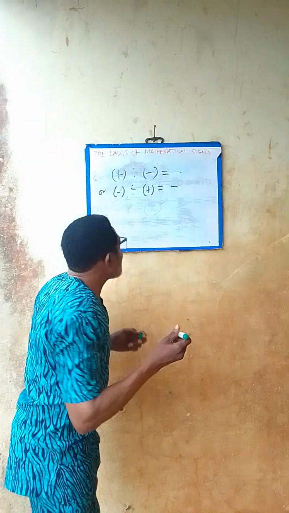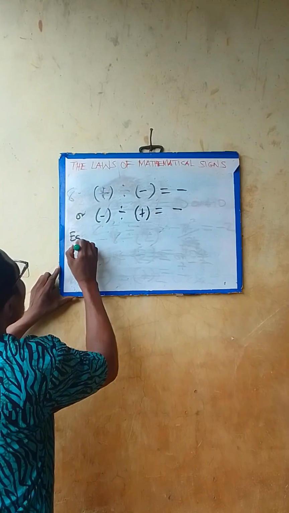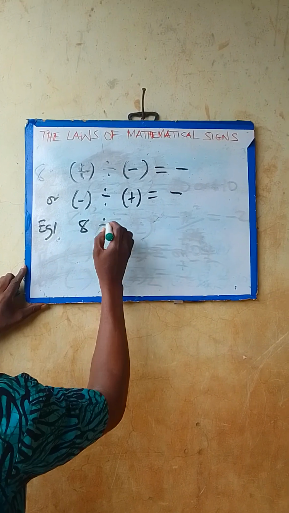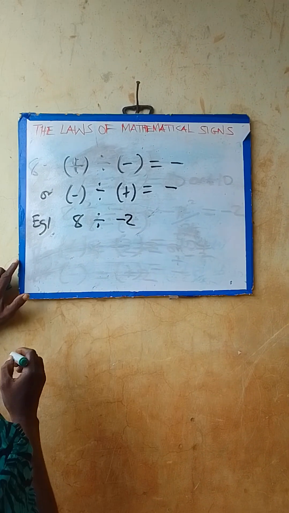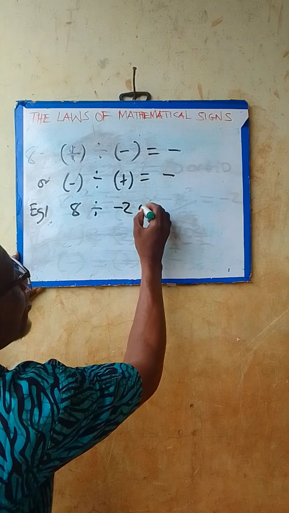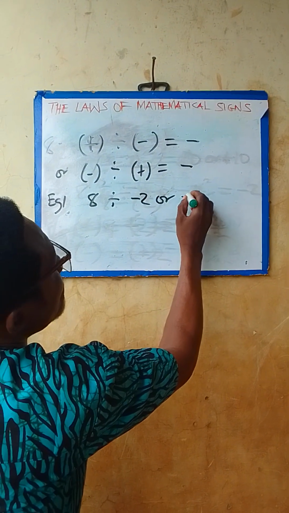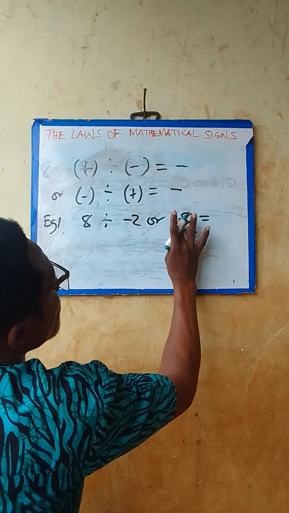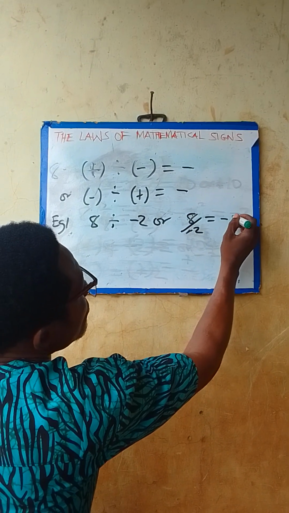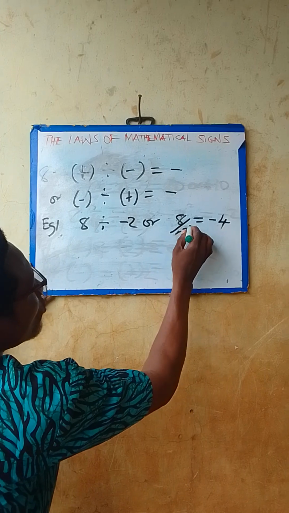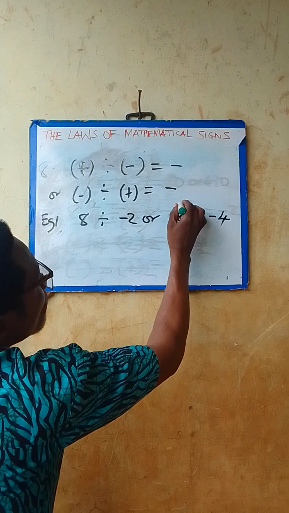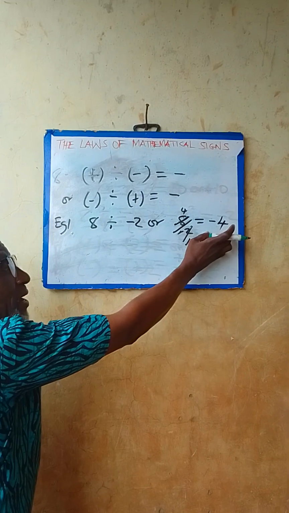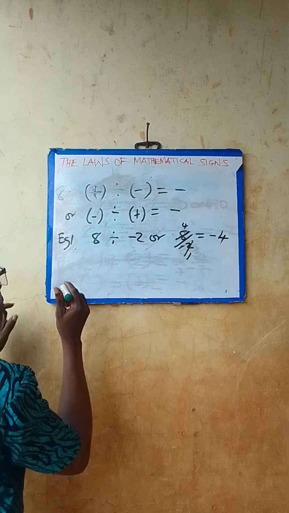So for example, plus 8 divided by minus 2. Or you can write it this way, plus 8 divided by minus 2. You see that you are going to have minus 4, because 2 goes into 8 four times. So the result we are having is negative 4.